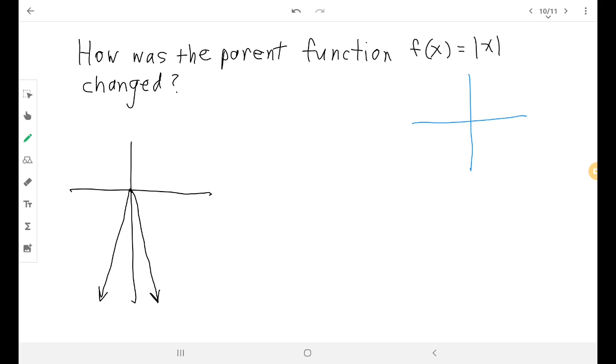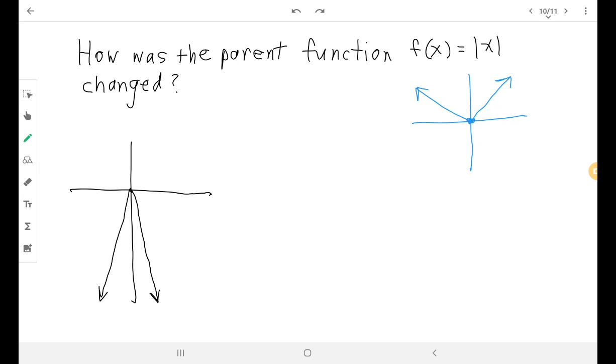Let's sketch it out. That parent function turns out is at 45-degree angles and points up. It's at the center. So a couple of things have changed, right? If you look, there's 45 degrees, there's 45 degrees. So two things have very clearly happened.